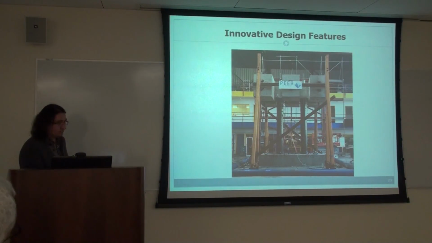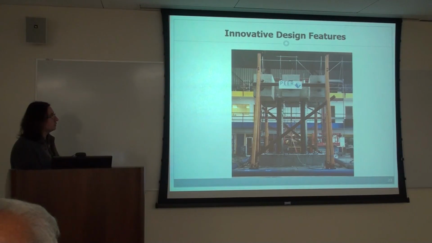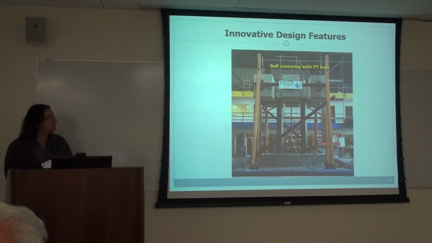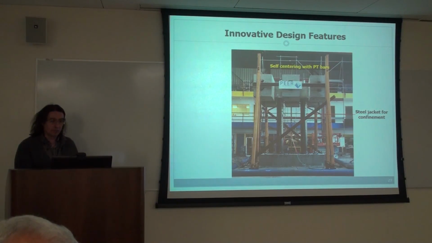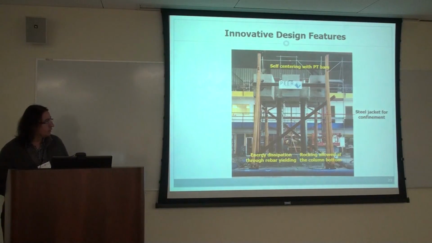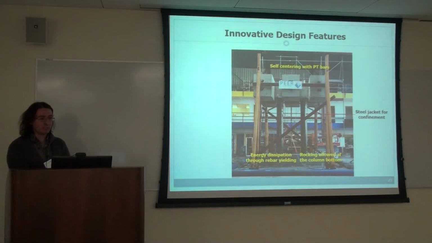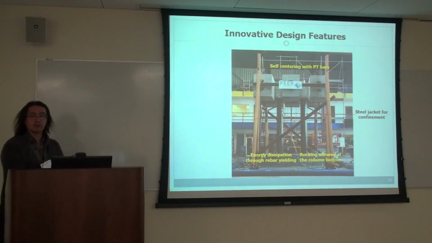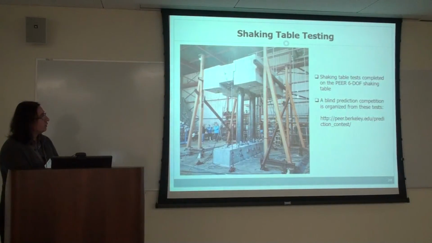So I'll show the innovative design features of this set of columns. First is the self-centering with post-tensioning bars. And then there's a steel jacket used for confinement. And also there's energy dissipation through rebar yielding. Rocking is also allowed at the column base. So it's a combination of rocking, self-centering, and energy dissipation. That works pretty well, actually.